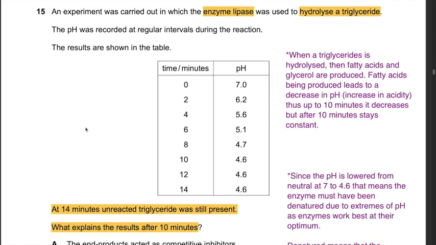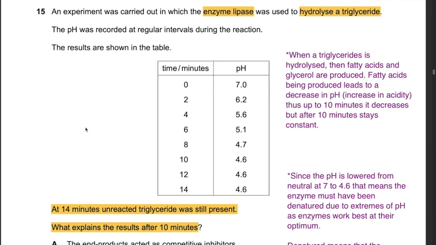Question 15. An experiment was carried out in which the enzyme lipase was used to hydrolyze a triglyceride. The pH was recorded at regular intervals during the reaction. The results are shown in the table. The table given over here has columns time, which is in minutes, and the pH. At 14 minutes, unreacted triglyceride was still present. What explains the results after 10 minutes?